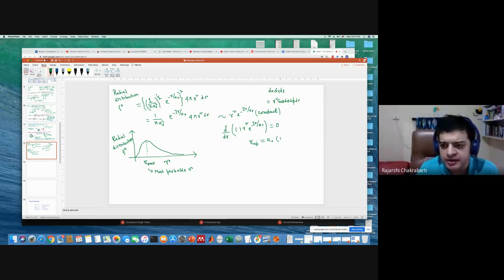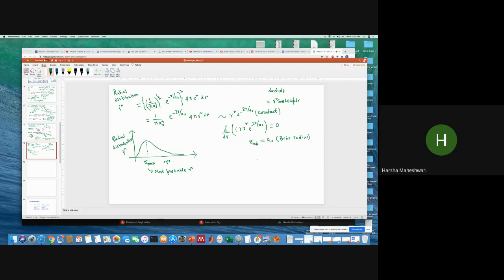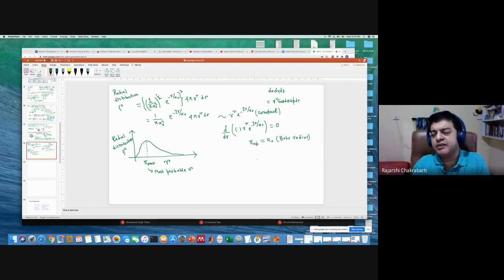And this is nothing but the Bohr radius, the first Bohr radius, isn't it? This is the radius of the first Bohr orbit, rather. I am not going to do the differentiation. This is very simple. You can do it. It's a product of two functions. I've done this so many times. So this is how the radial distribution function looks.